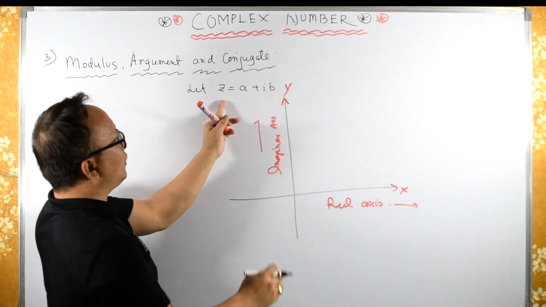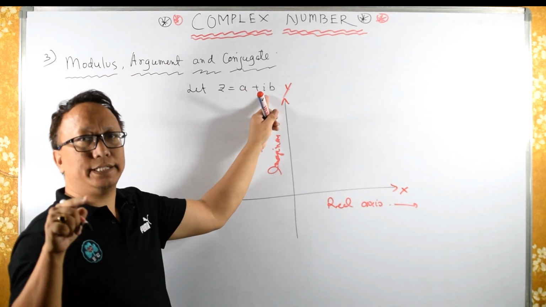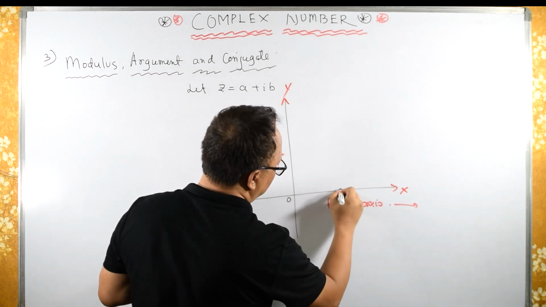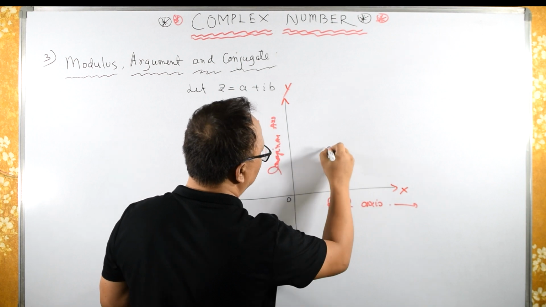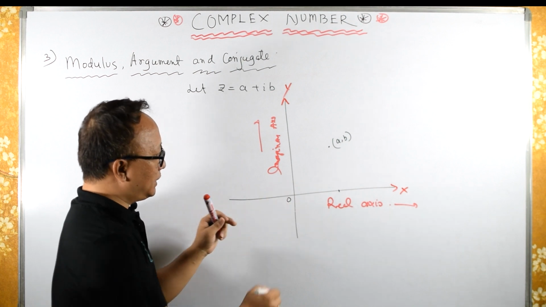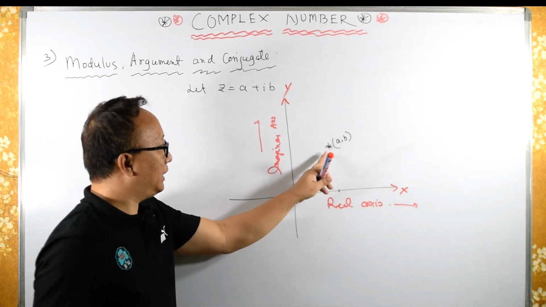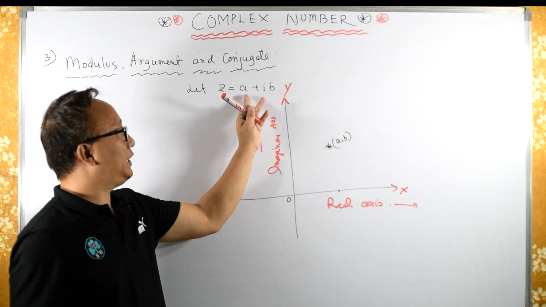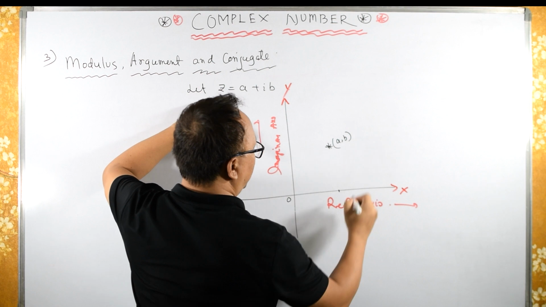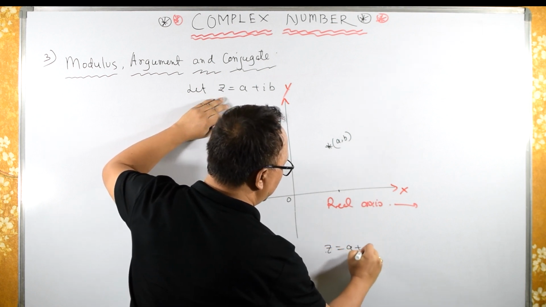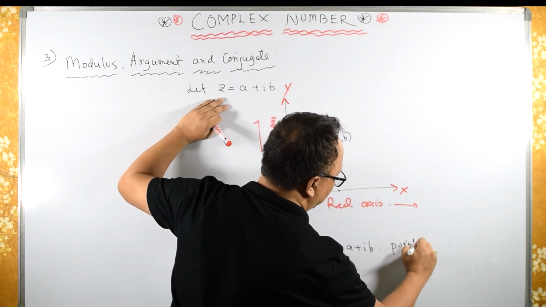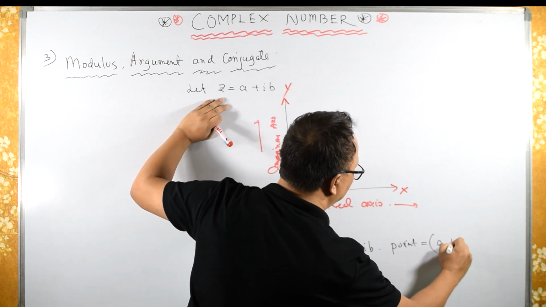Now z equals a plus ib denotes a single point in the complex plane. Let's consider this is a, from here to here a, and from here to here b. Let's consider a comma b. This point a comma b is denoted by z equals a plus ib. If it is given that z equals a plus ib, then what is its point? Its point is a comma b.